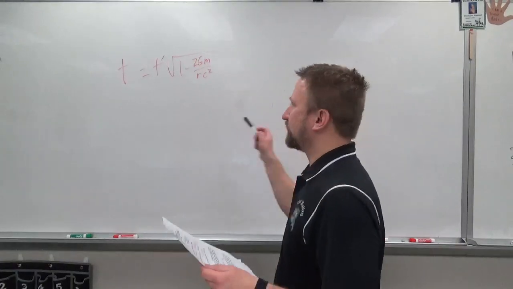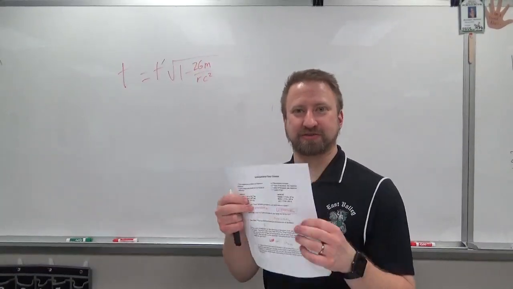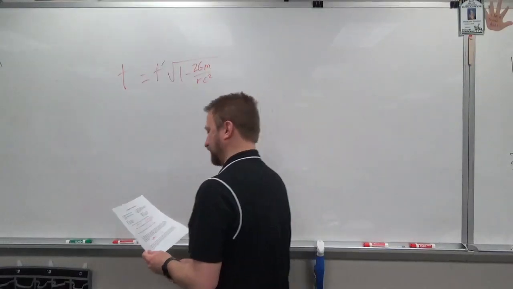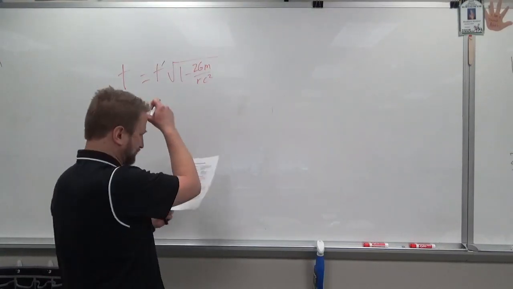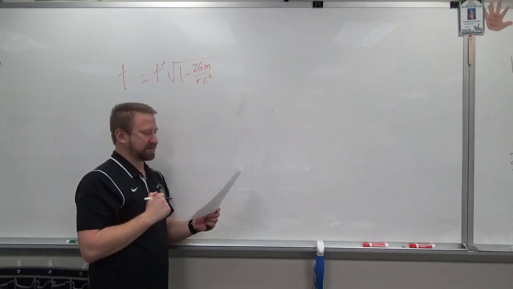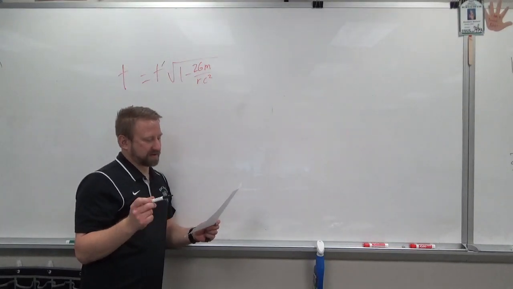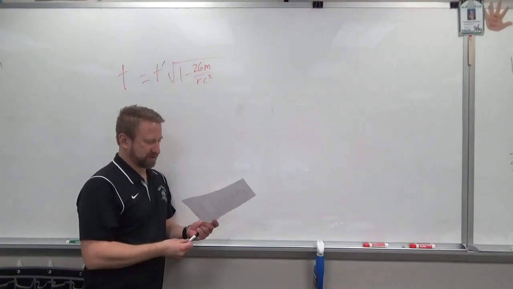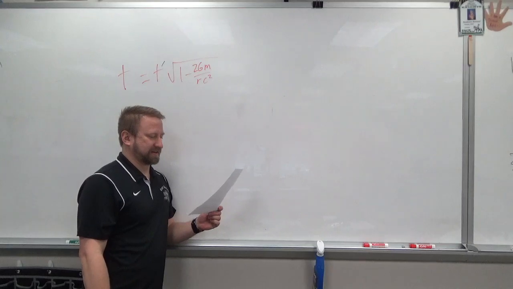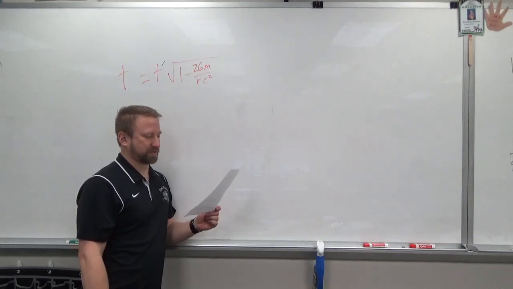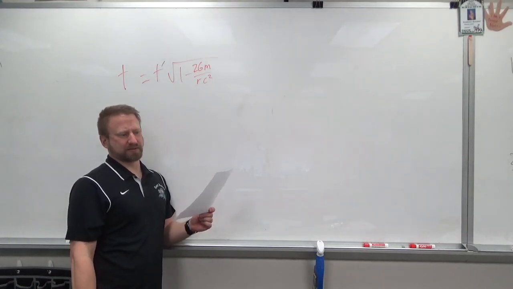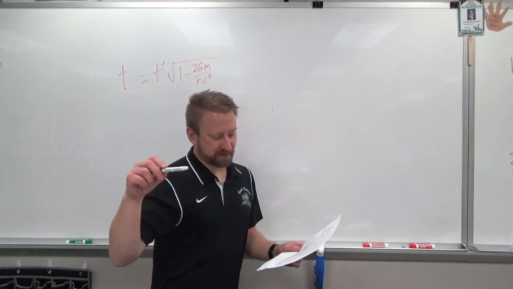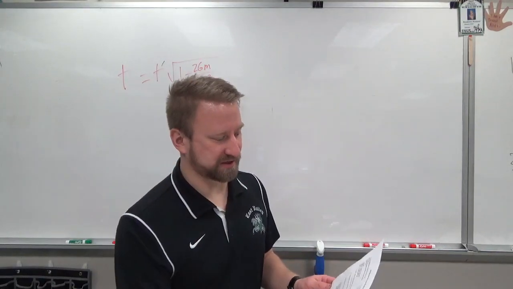Alright, we're going to work through gravitational time dilation, numbers 3 and 4. I'll start reading these. The mass of Sagittarius A star, the black hole at the center of our galaxy, just so we're sure, is 4.3 times 10 to the 6th solar masses. That's 4.3 times 10 to the 6th times our sun's mass.